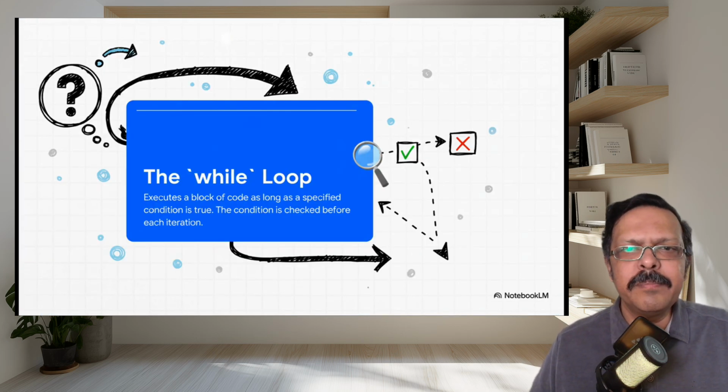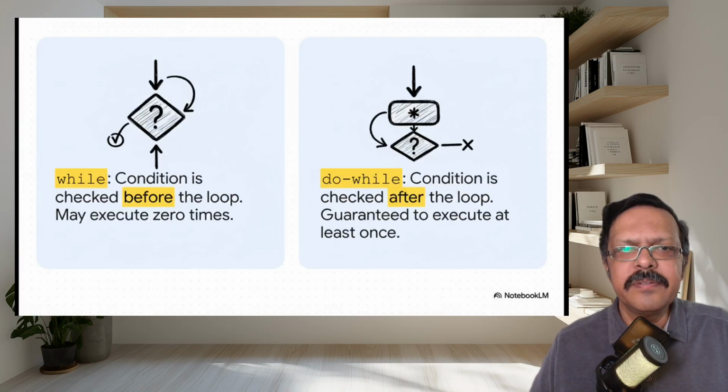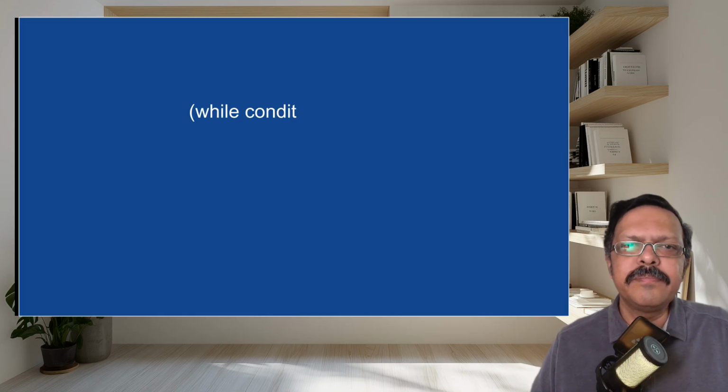If you don't know the number of repetitions, the while loop steps in. It runs as long as its condition remains true. But there's one key detail. It checks the condition before running. So if the condition is false at the start, the loop doesn't run at all.